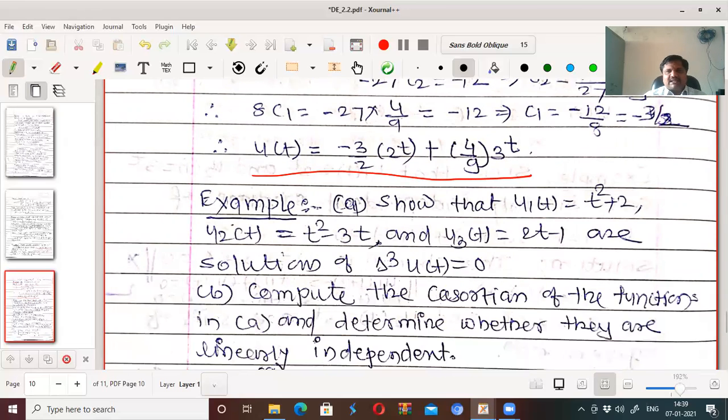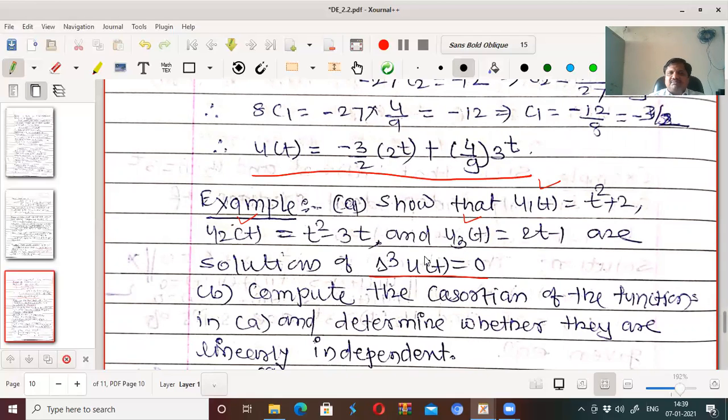Next example is like this. Show that u1(t) equal to t square plus 2, u2(t) equal to t square minus 3t, and u3(t) equal to 2t minus 1 are solutions of delta cube u(t) equal to 0. So this is the difference equation we have been given, and we have to show that u1, u2 and u3 are its solutions. Again, the method is the same.